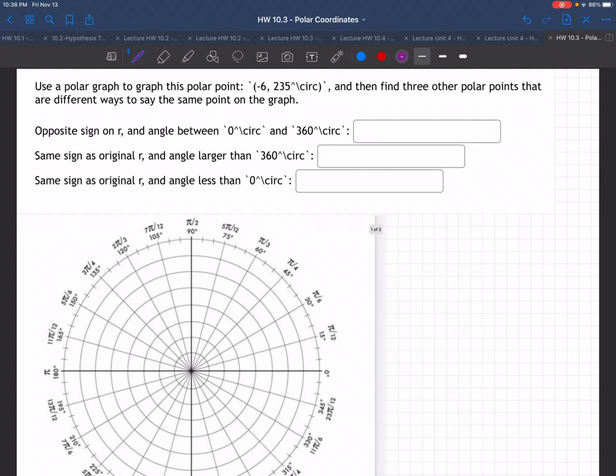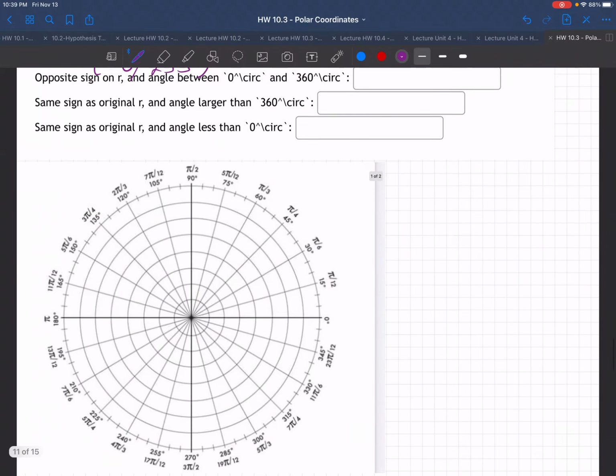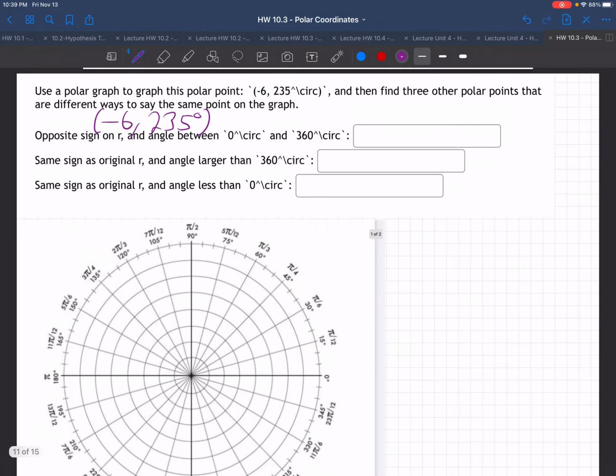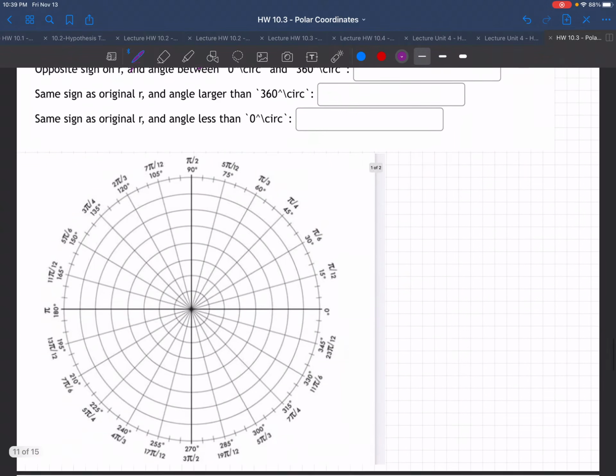What they're starting with is -6, comma, 235 degrees. So how are we gonna find that? Well, it's gonna be a little tricky. Let's first locate it, as it says, right? Use a polar graph to graph this. Okay, so -6, 235. So where's that?